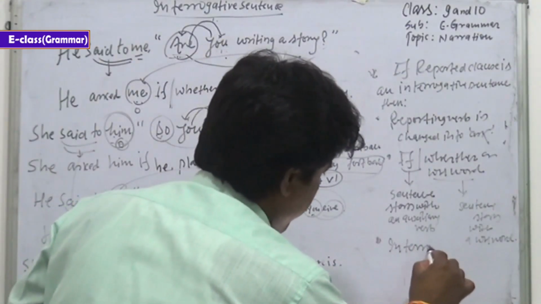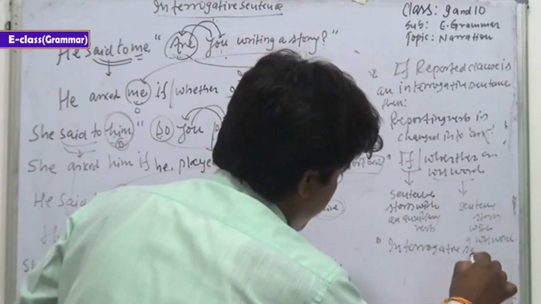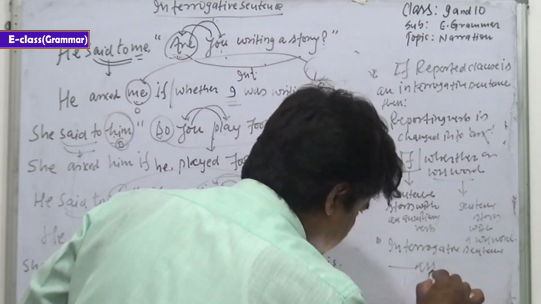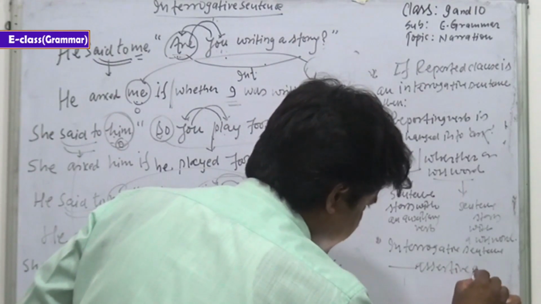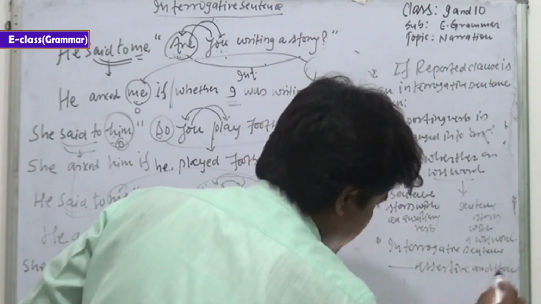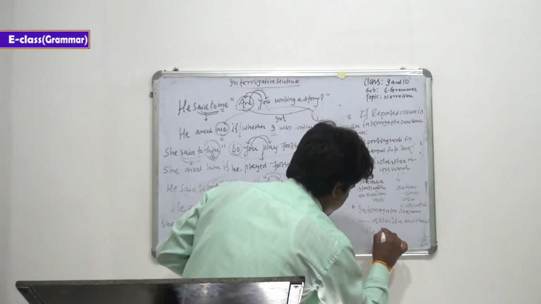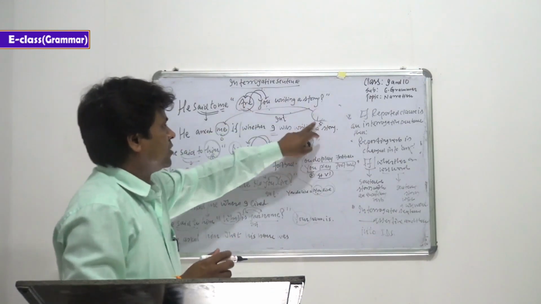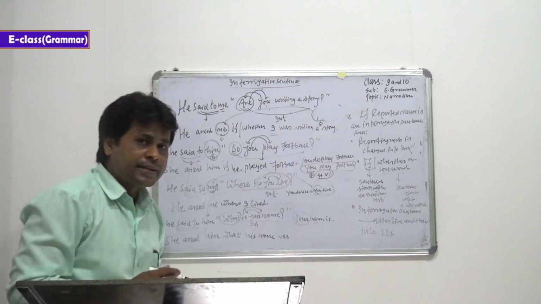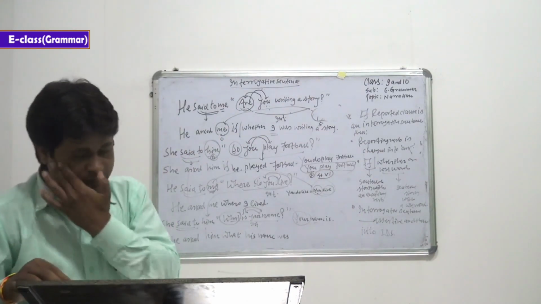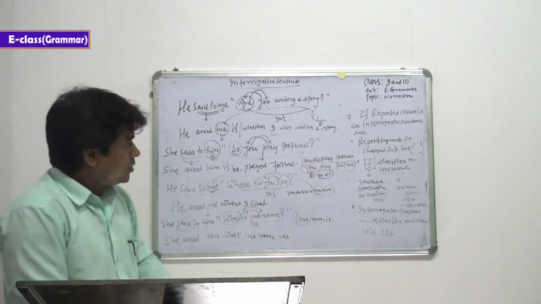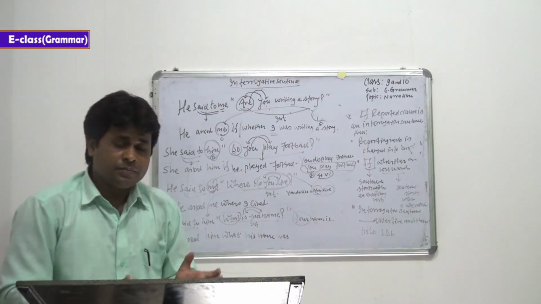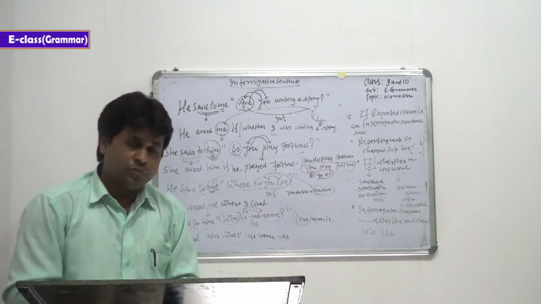Interrogative sentence is changed into the form of assertive and then into indirect speech, as we did over here. See, are you writing a story? You are writing a story, and this you are writing will be changed into indirect speech there. Okay. Still, we have some cases left with interrogative. So I will continue that tomorrow.